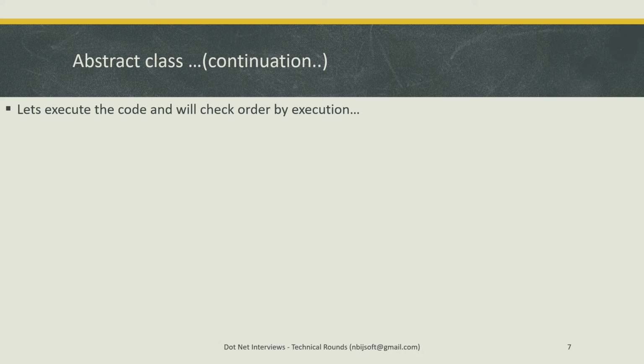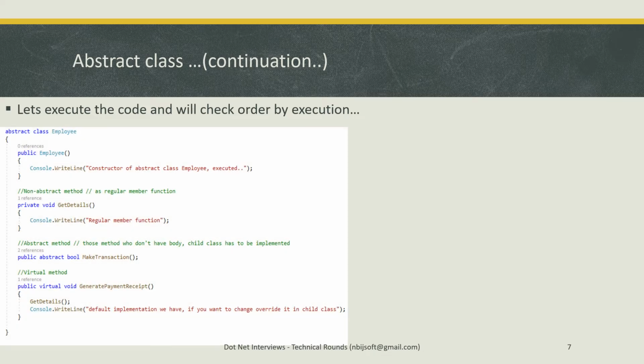Let's discuss the full implementation of an abstract class. We'll take a full example so that our idea gets cleared. So how will it work? Initially we take Employee as an abstract class, where within that class we have a constructor, a non-abstract method, an abstract method, and a virtual method. So how can we access or operate them?